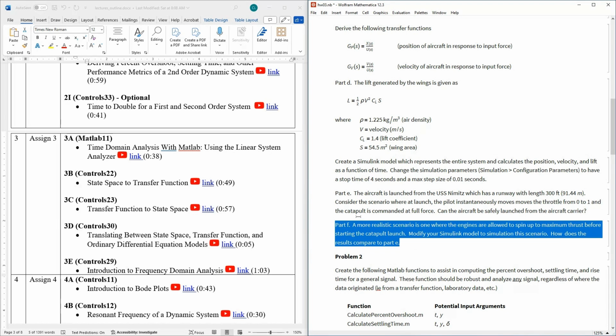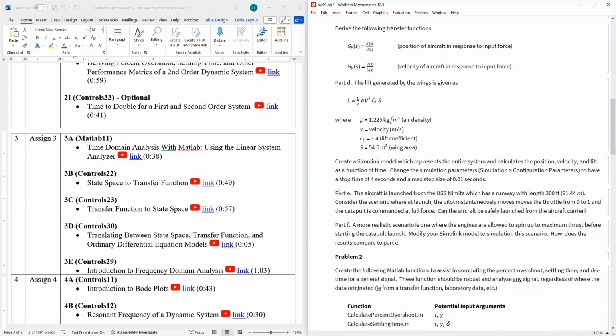Do you see any difference in these two scenarios? Can you modify your Simulink model to simulate both part E and part F, and then use it just to compare and contrast? So I think this is a fun problem, gets a little bit more experience with Simulink, and allows us to incorporate some transfer functions and some dynamic models with some parallel calculations in mind. Okay, so that's problem one.